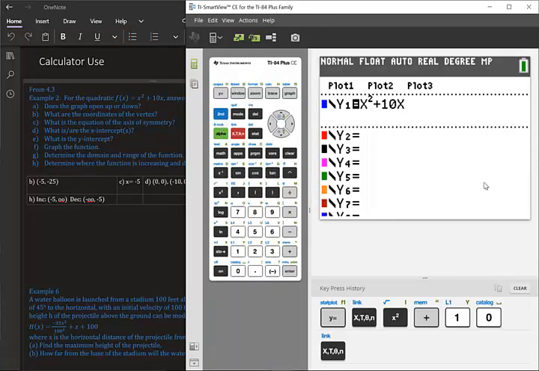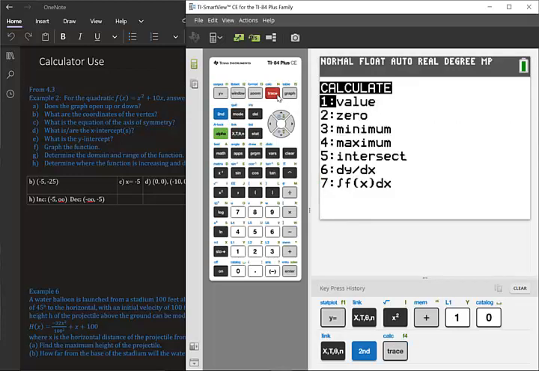So anytime we want to figure out something about an equation, we're usually going to hit second trace. And now I see these words, minimum and maximum. We know minimum and maximum as vertex when we have a quadratic. Since this opens up, we're going to have a minimum. So press the number 3. Just press the number 3.